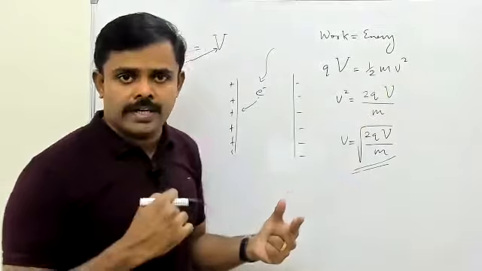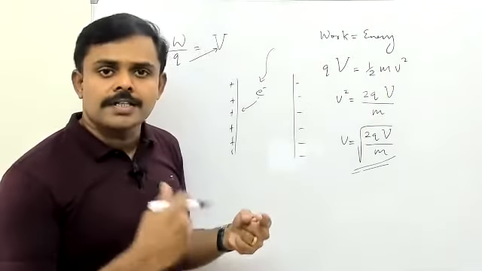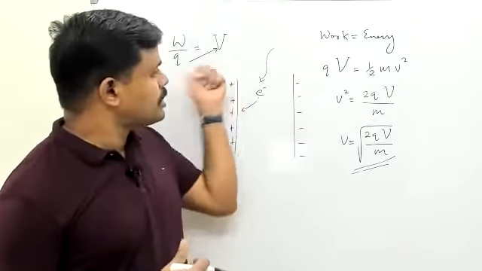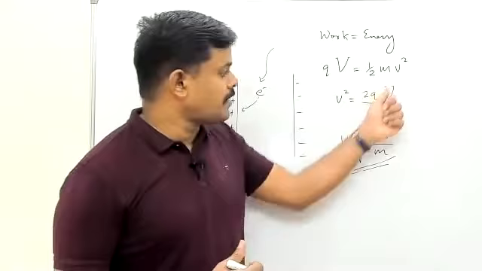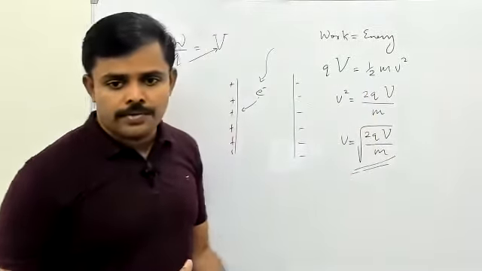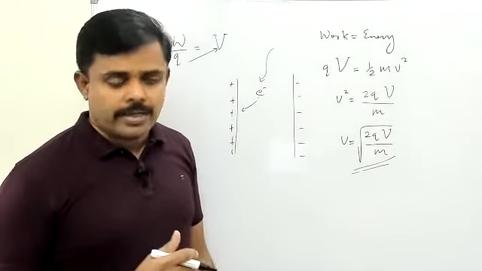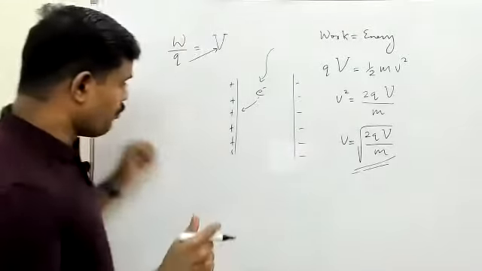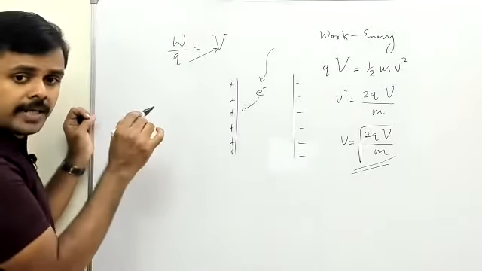Who gave this kinetic energy? Work done by the potential. Work done by the potential is Q times V. Q times V is equal to half mv square. So v square will be equal to 2QV over m. v will be root of 2QV by m. I'll tell you what kind of question is being asked from this. I'll write down 4 particles. Look at this. These are the frequently asked questions.